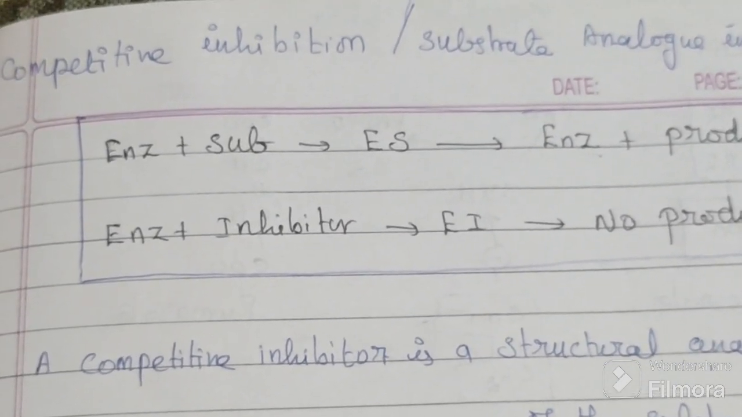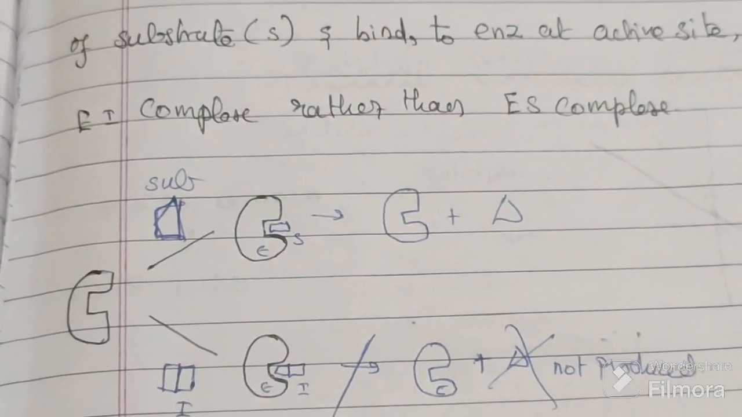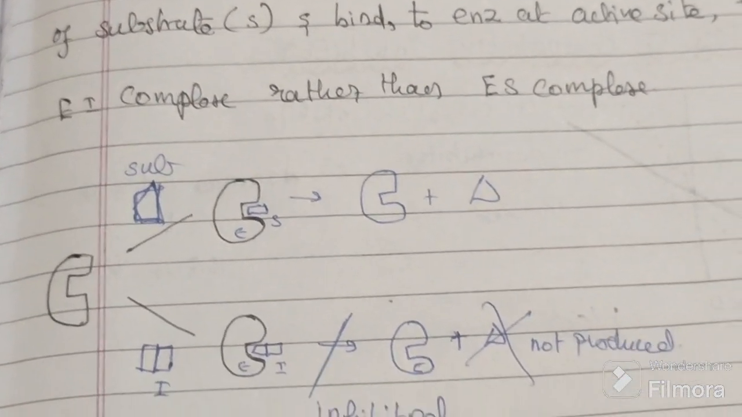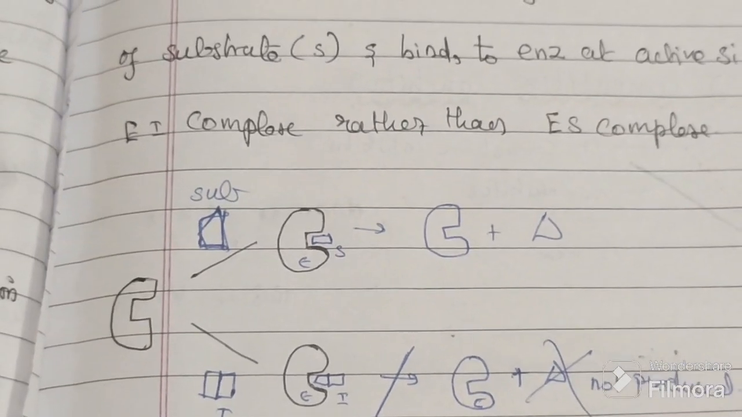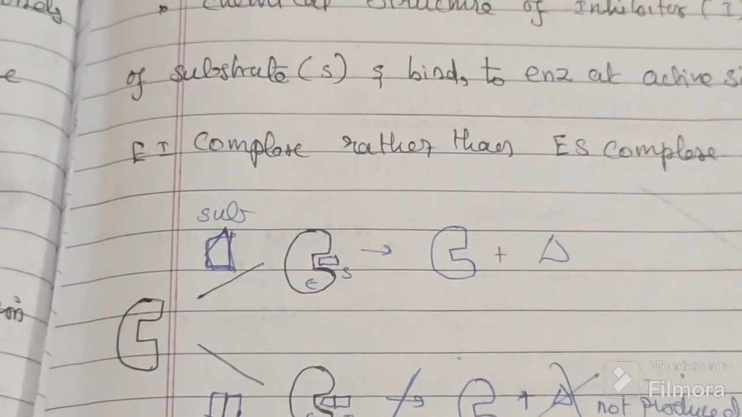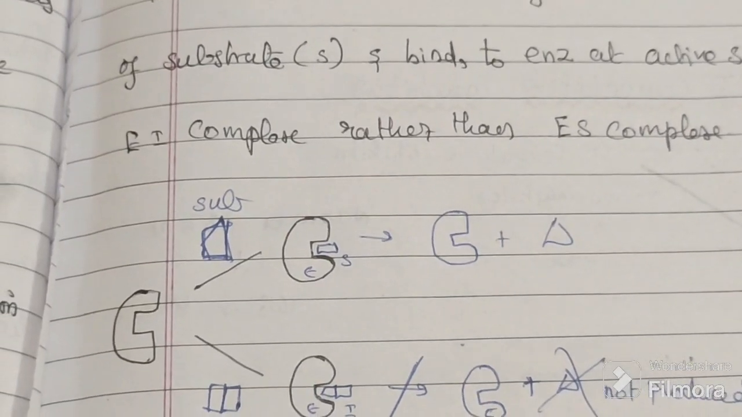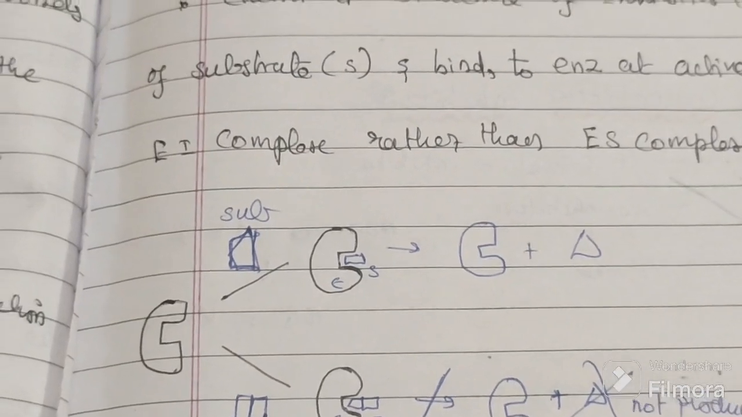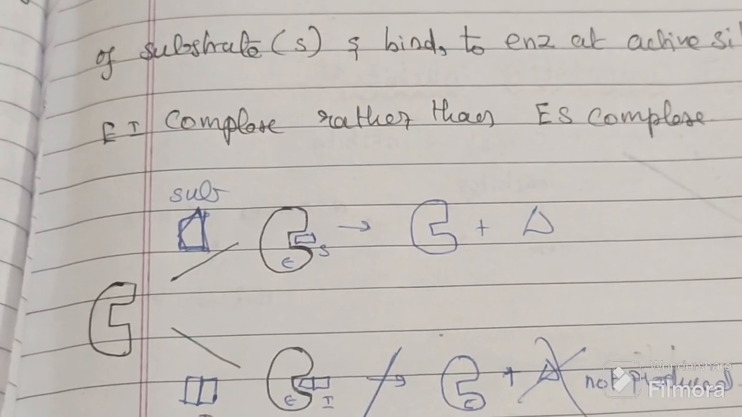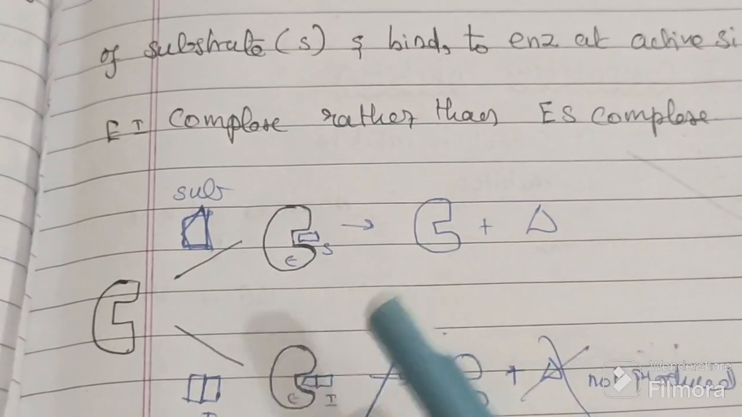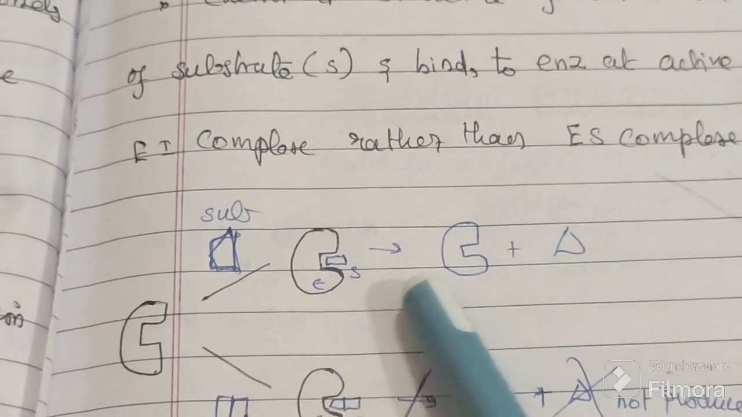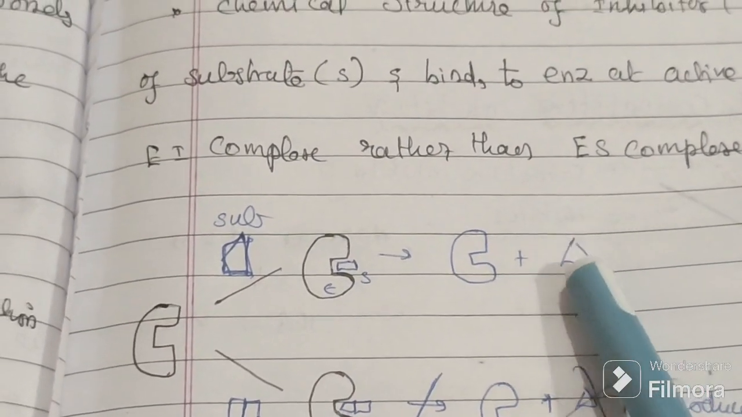See here, competitive. The inhibitor is also similar to the substrate. If you see this diagram, substrate and inhibitor both are in relation with the same site. So the enzyme does not know the difference between substrate and inhibitor. Whoever comes first, it will take and form a complex. If the substrate comes first, it will form the enzyme-substrate complex and produce product. This one is the product.